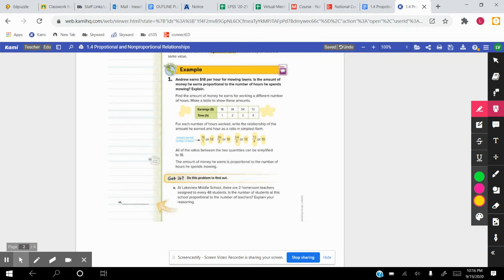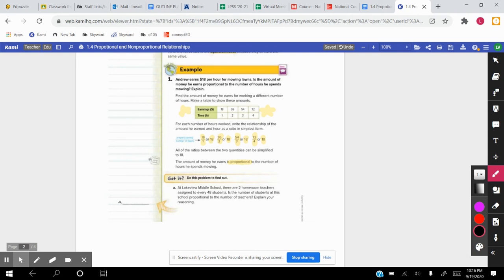All of the ratios between the two quantities can be simplified to 18. The amount of money he earns is proportional. I'm going to highlight that. Proportional to the number of hours he spends mowing. Got it? So we're going to do this problem down here to find out.